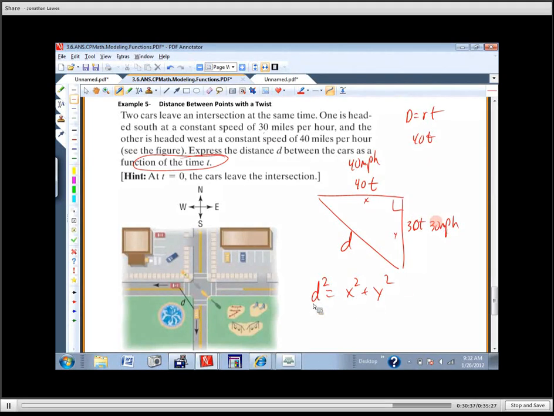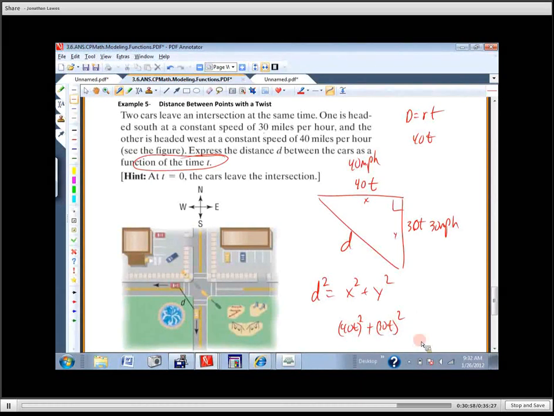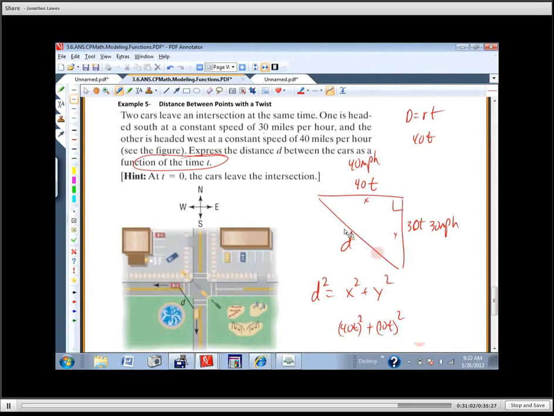So what don't we like about this again? Two variables. But look, in place of the x, what can I put? I can put a 40t. So this is going to be a 40t squared. In place of the y, what can I put? A 30t. Whoops, I need parentheses around that, don't I? Because I substituted. Now, I really don't want the distance squared. I want just a plain old d, right? So couldn't I say d equals the square root of that stuff?